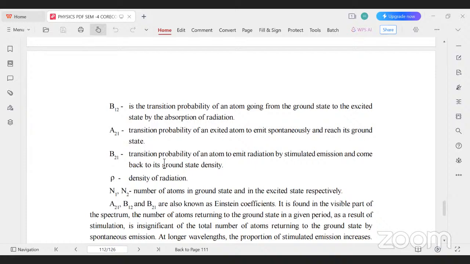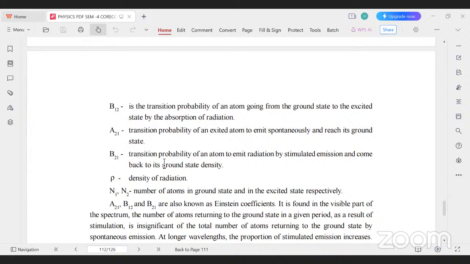So that is the beauty of understanding the inner depth of physics. How these electrons have started vibrating, how each electron is being transferred from one level to another level, how this energy is being transferred. It's a continuous process. So here is the transition probability of an excited atom to emit spontaneously and reach its ground state.